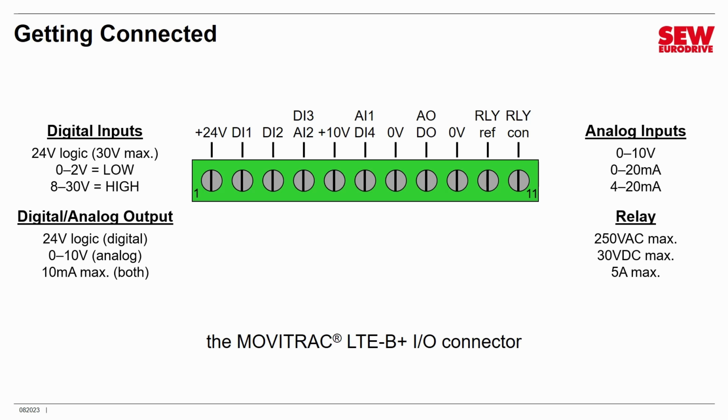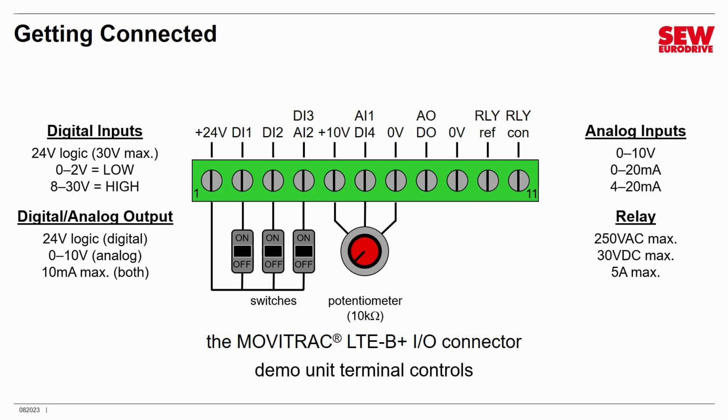And then finally, the relay contact has an AC voltage max of 250 volts, a DC voltage max of only 30 volts, and a current rating of 5 amps maximum. So these are the parameters that you need to operate within electrically in order to be safe.